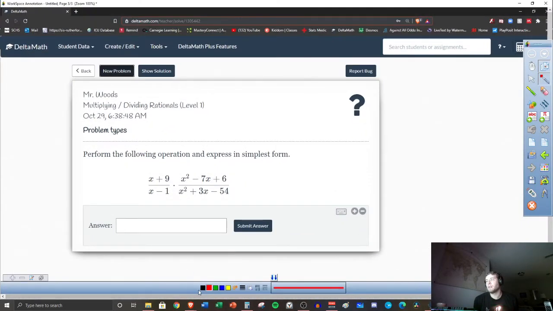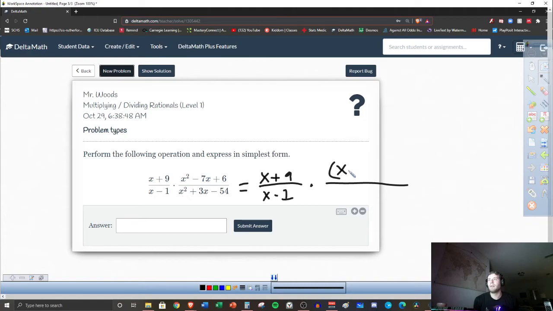I'm going to work it too. So this is x plus 9. I'm looking for GCFs. I'm not seeing any. I think the level 1 isn't going to have any. So I'm going to go ahead and factor. This is x minus 1, x minus 6. Okay. On the bottom, we're going to have, so I need 54. What are the factors of 54?